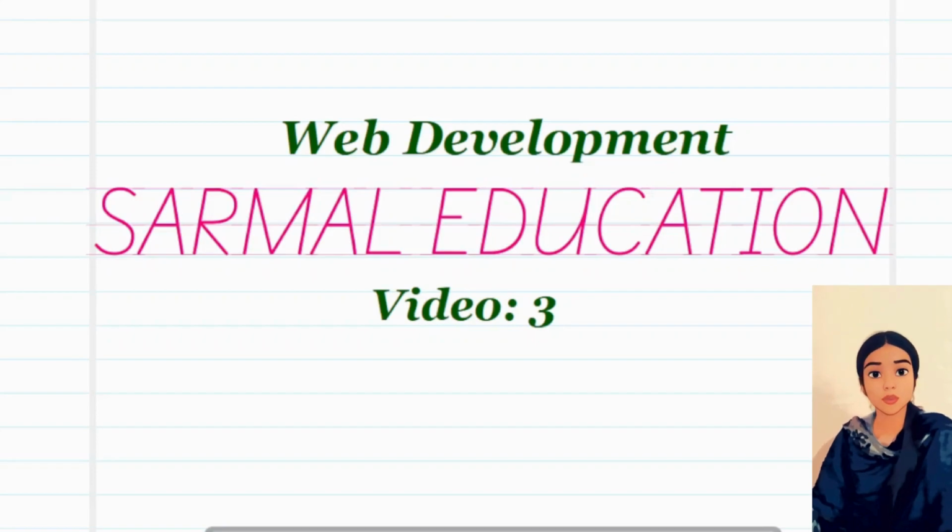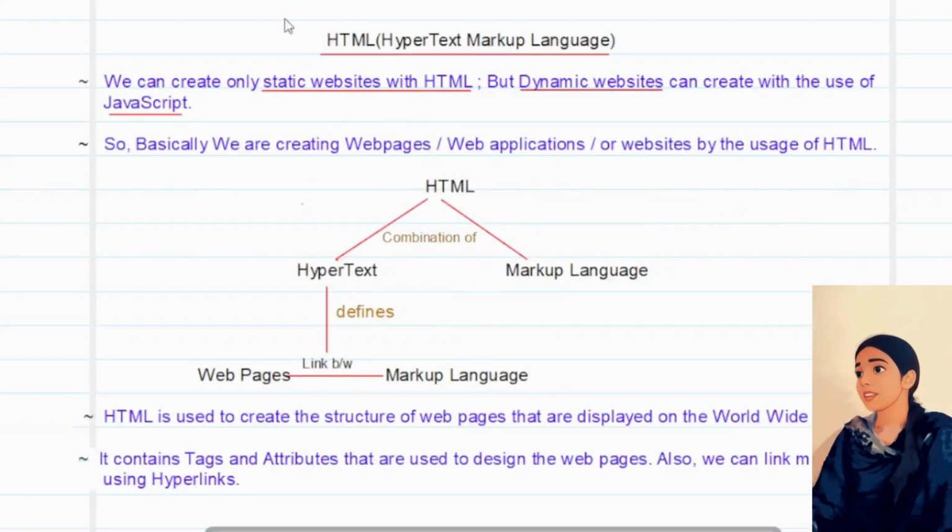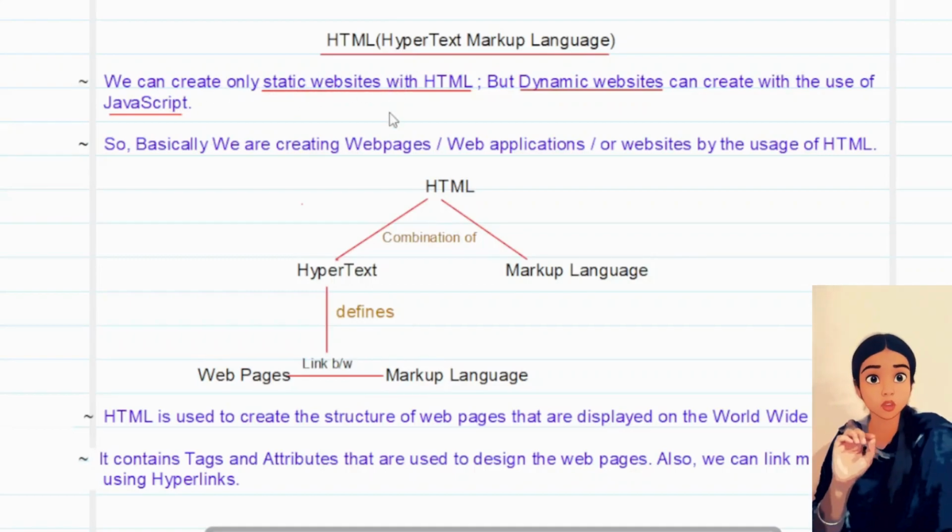So today we are going to continue with our third video of web development, and in this video we are going to discuss HTML. So yeah, let's start. As I have mentioned in the first term, HTML stands for Hypertext Markup Language. And in the first point I have mentioned that with HTML we can only create a static website, but if we want to create a dynamic website then we have to use JavaScript.